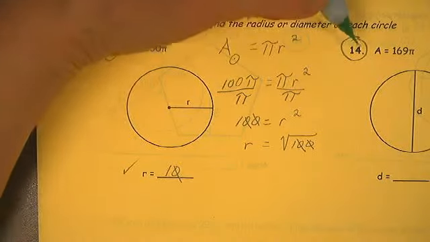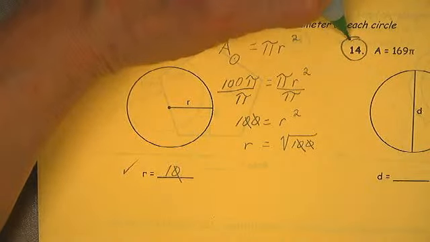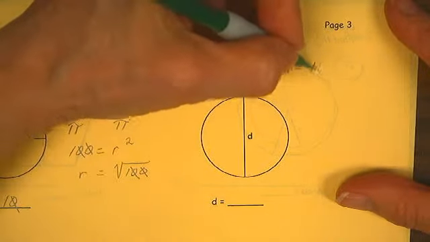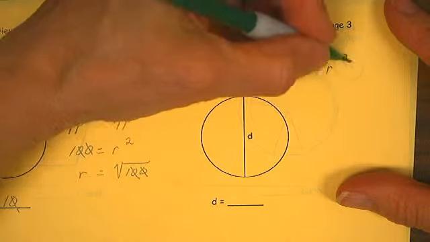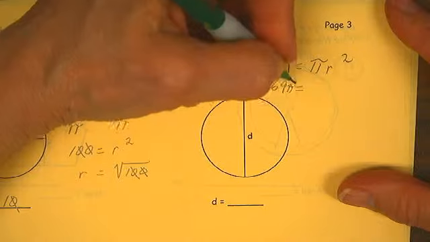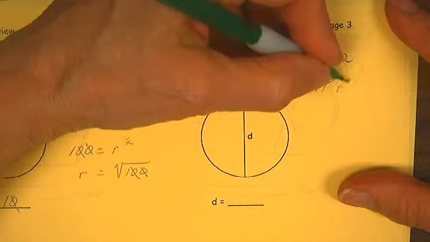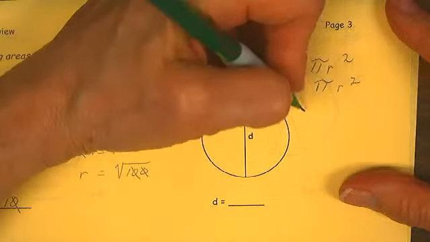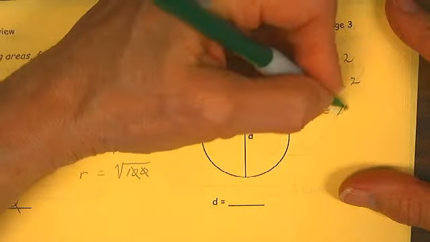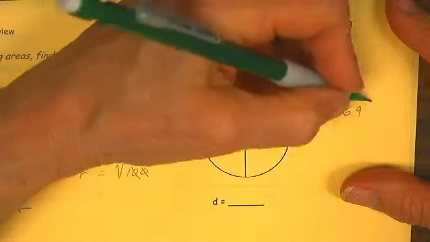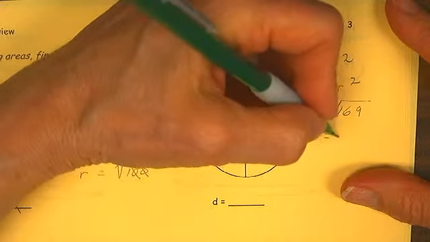Here we have exactly the same sort of question. Area is equal to pi times the radius squared. 169 pi is pi times the radius squared. Divide both sides of the equation by pi. R squared is 169. Therefore, if I take the square root of both sides, R is equal to 13.